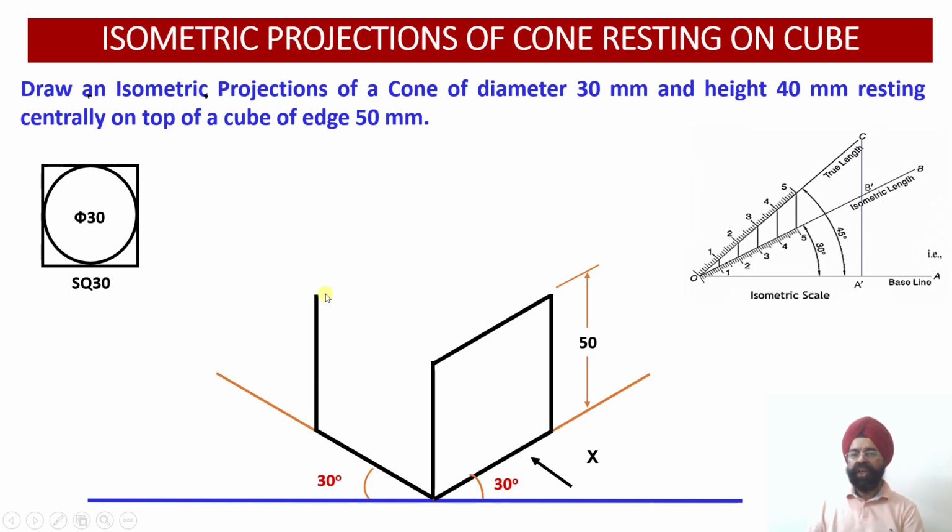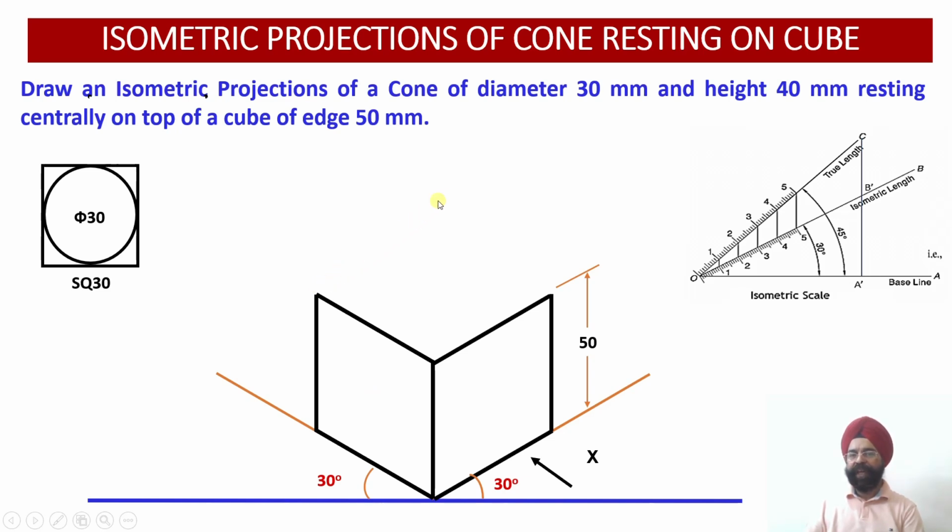Then the vertical edge corresponding to the side face, and this is the inclined edge which will be parallel to the isometric axis. So the two faces of the cube we have been able to draw. This is my front face, this is my side face of the cube.